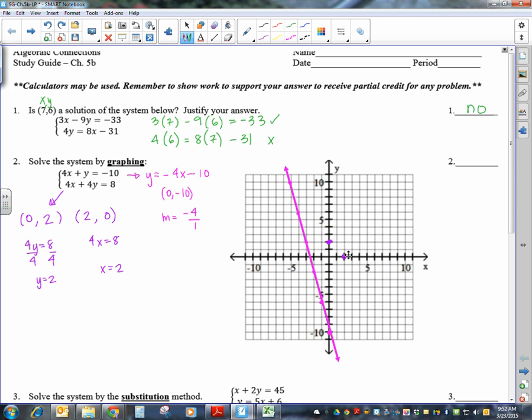So we've talked about how you can start from one point and count to the other to continue and figure out where that's going to intersect. So over 2, up 2, over 2, up 2, over 2, up 2. So that's where they intersect.